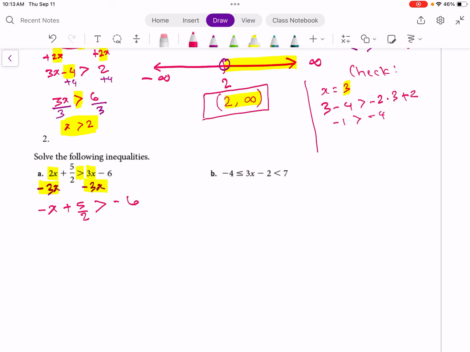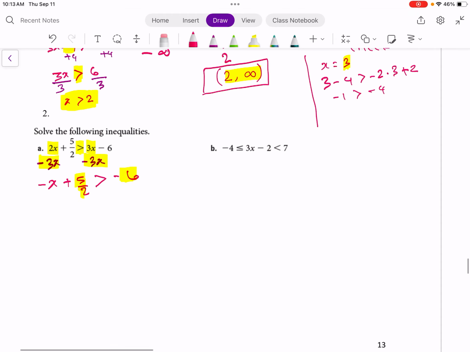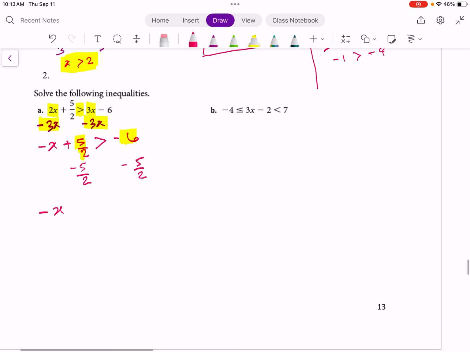Now we have these two constant numbers. So let's collect these two together by subtracting 5 over 2 on both sides. Okay, so we have negative x. Since we subtracted the same number on both sides, the inequality remains the same. Now negative 6 minus 5 over 2.